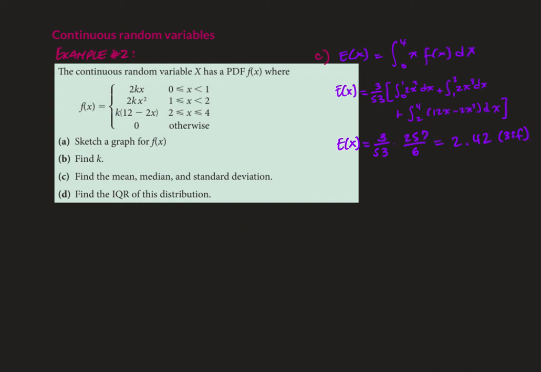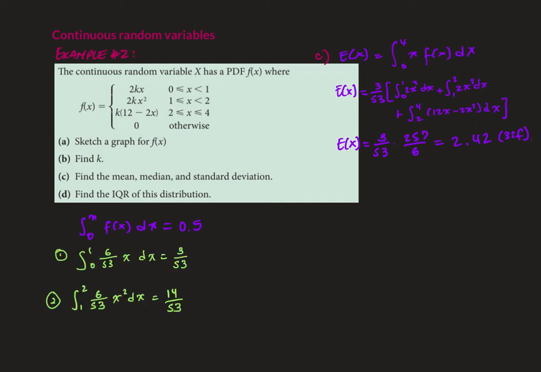Next, we're going to do the median. For the median, let's call it m, we need to calculate the integral from 0 to m of the function f of x with respect to x, and make sure that this is equal to 0.5.